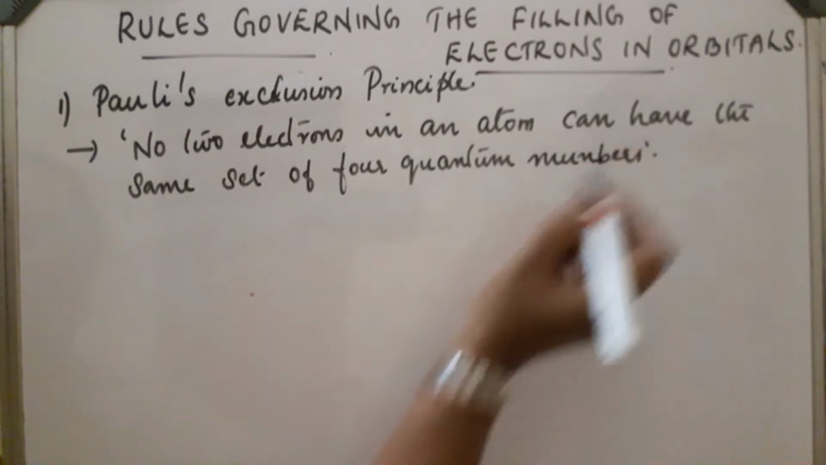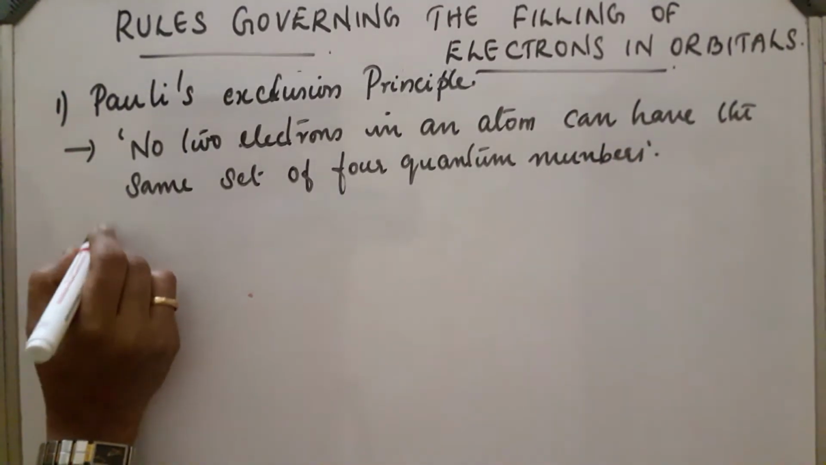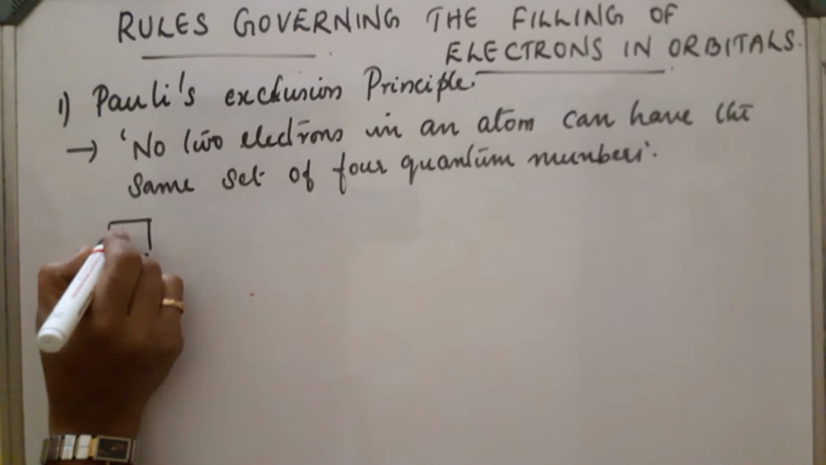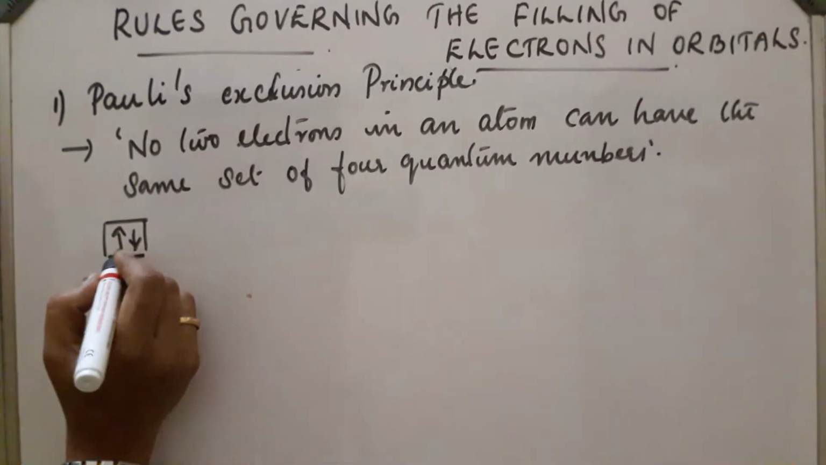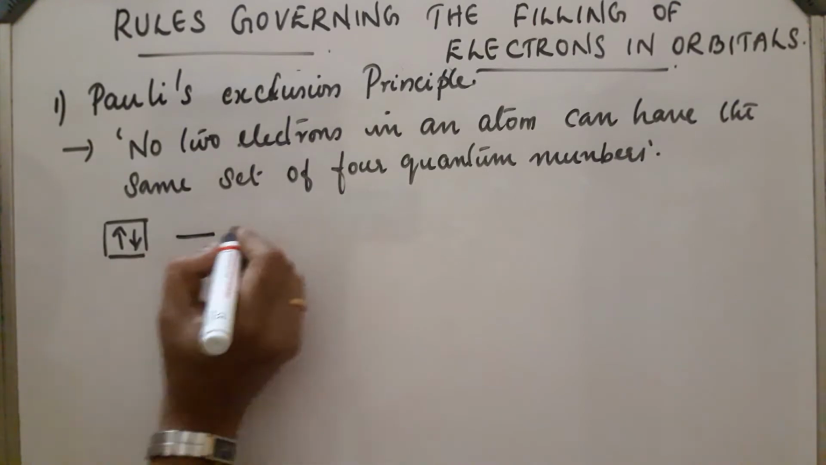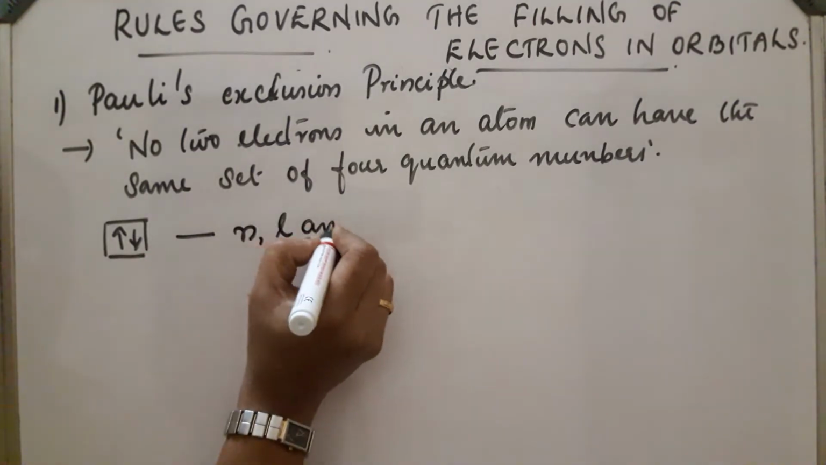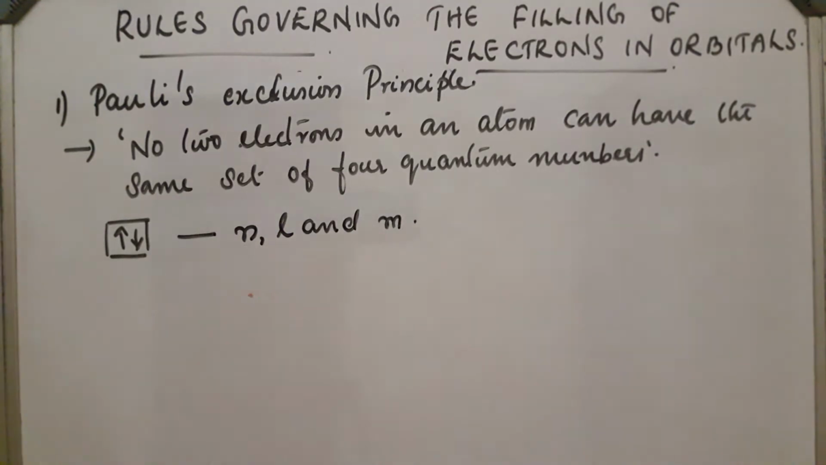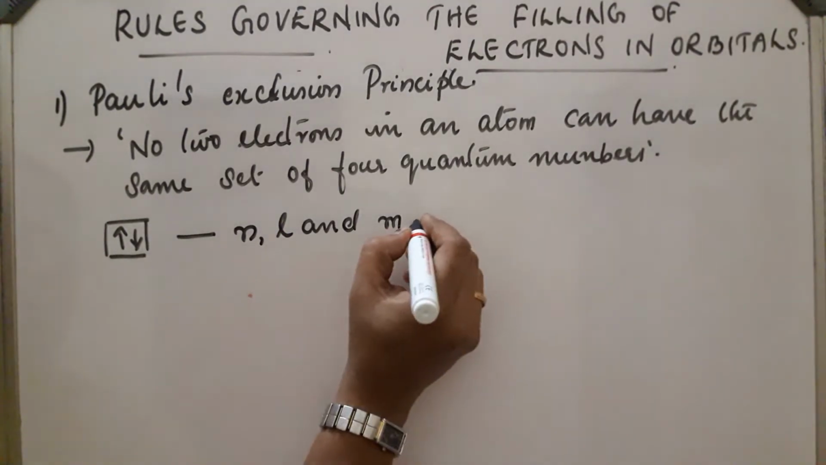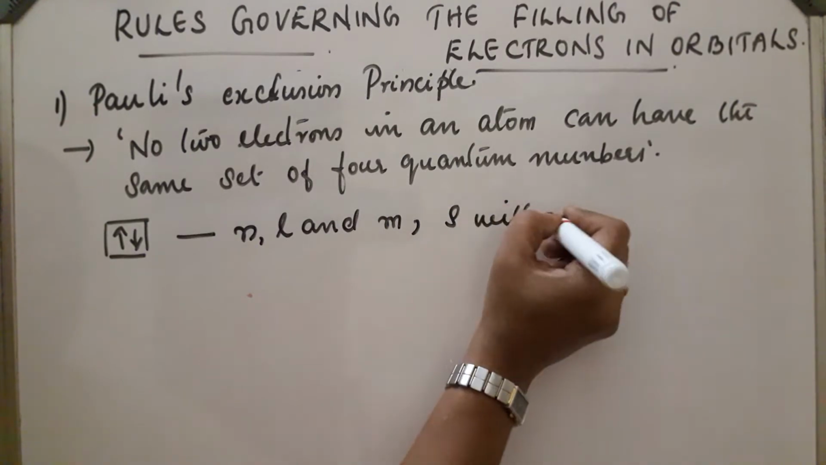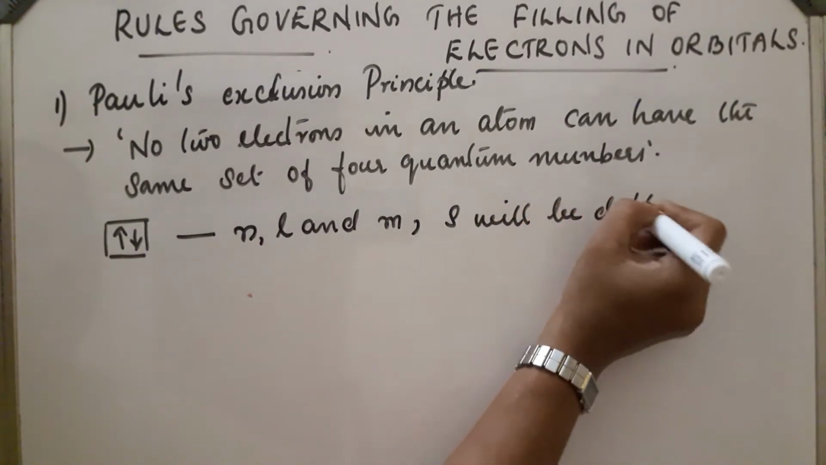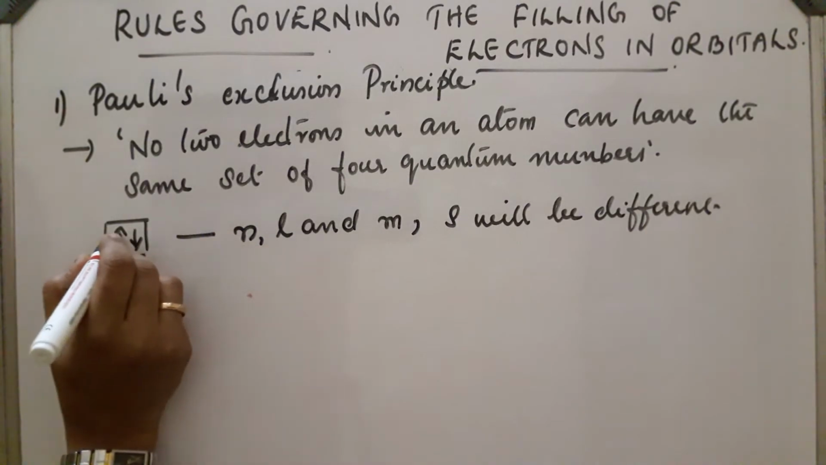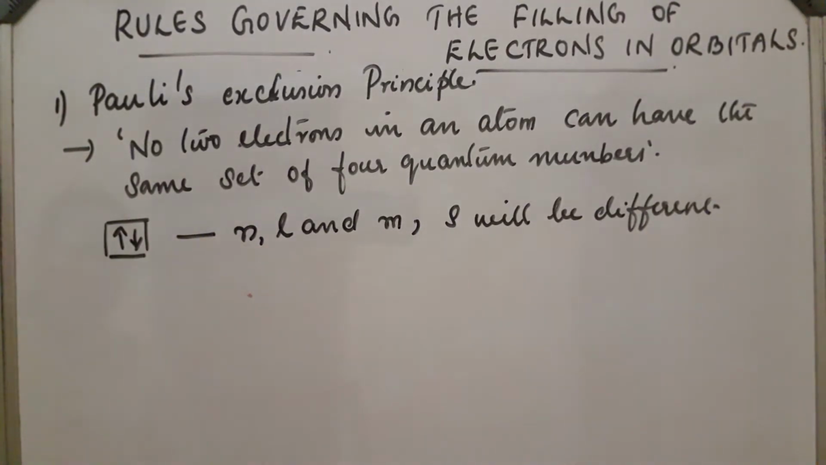This means that if we consider an orbital containing 2 electrons, if the electrons in the atom have n, L and M the same, then S will be different. S means spin quantum number, that is, the electrons must be in opposite spin. So this is the first rule, Pauli's exclusion principle. No two electrons in an atom can have the same set of 4 quantum numbers.